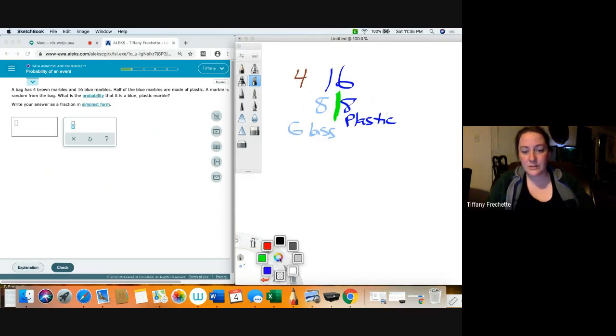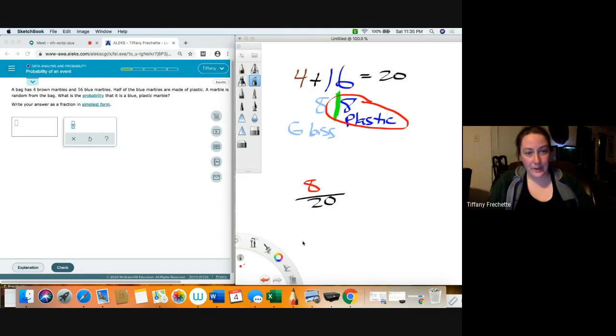So first, we want to know the total outcomes. We add these together. So 16 plus 4 gives us 20. So there are 20 marbles in the bag total. And we want to know the probability that it is blue and plastic. So we only want these 8 on top, because it has to be one of those 8 on this side in order to meet the criteria of being blue and plastic.